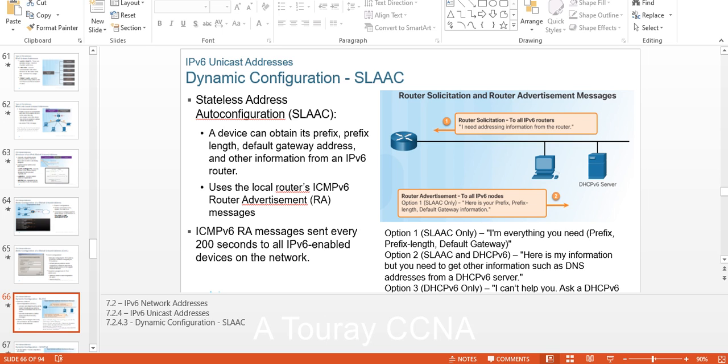So we have two: the router solicitation message and the router advertisement message. A router solicitation message is used by a PC on the network to request IP address information from a router on the network. And the router responding with IP address information is the router advertisement message.